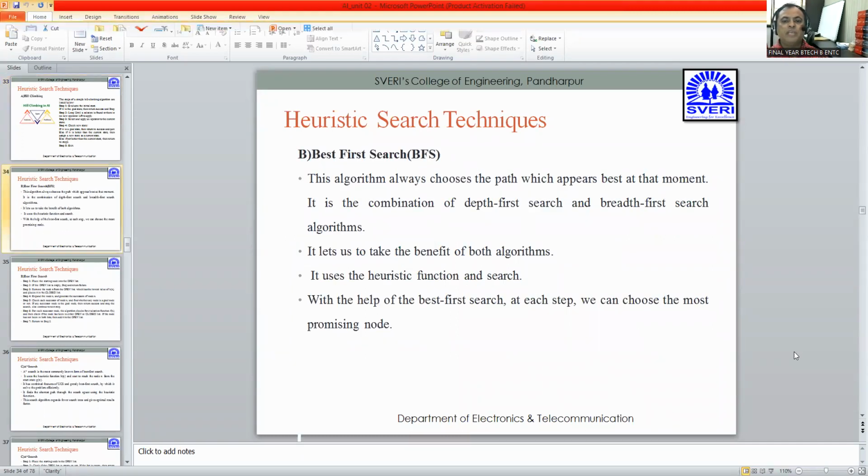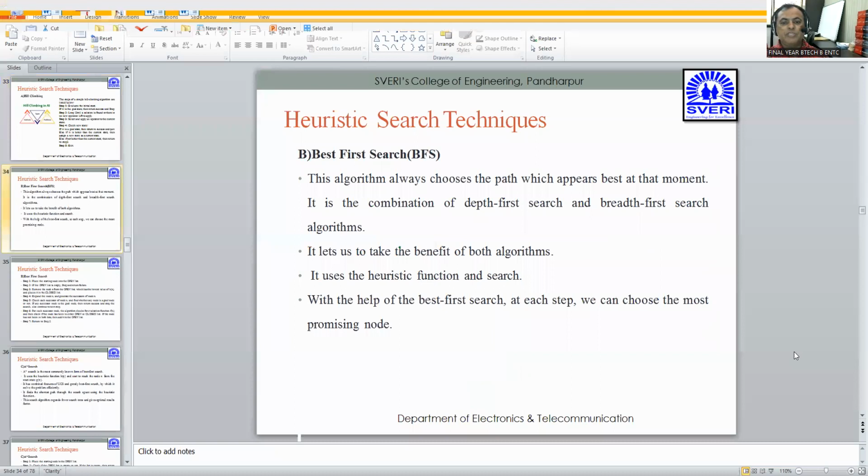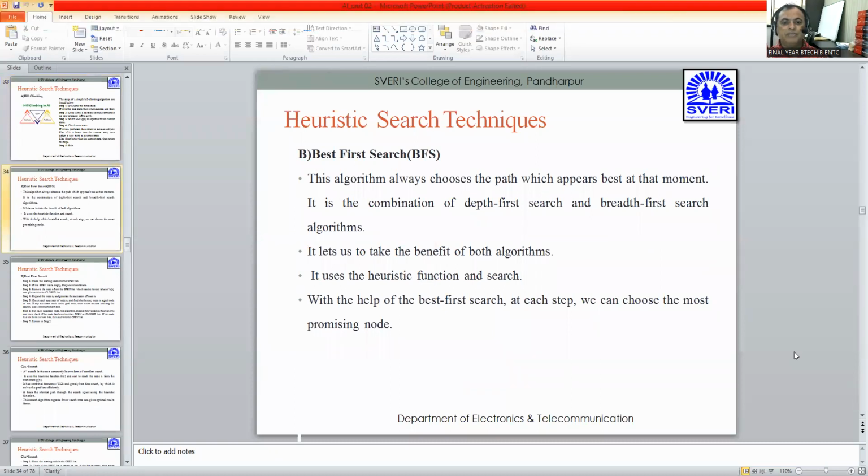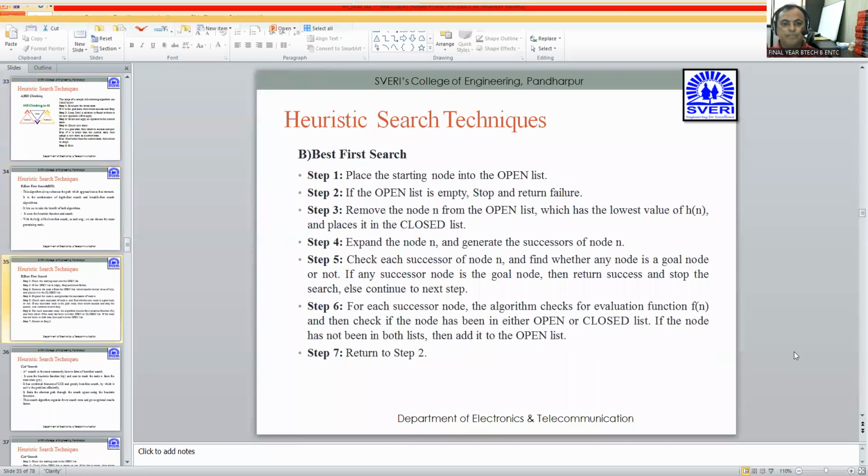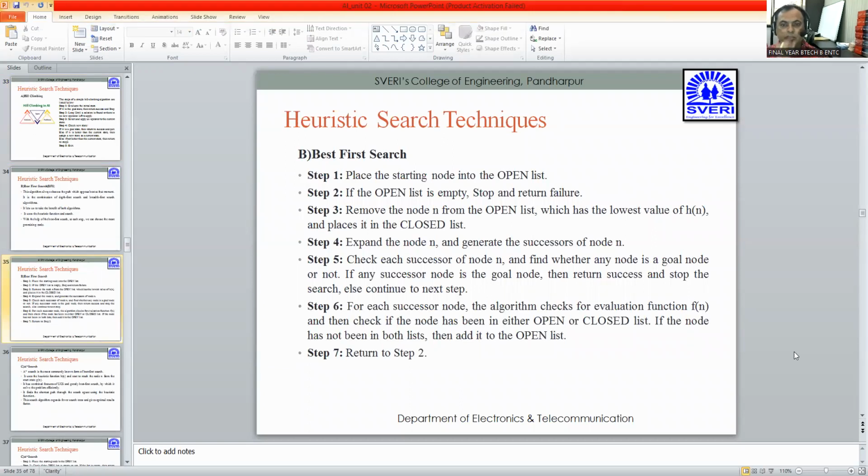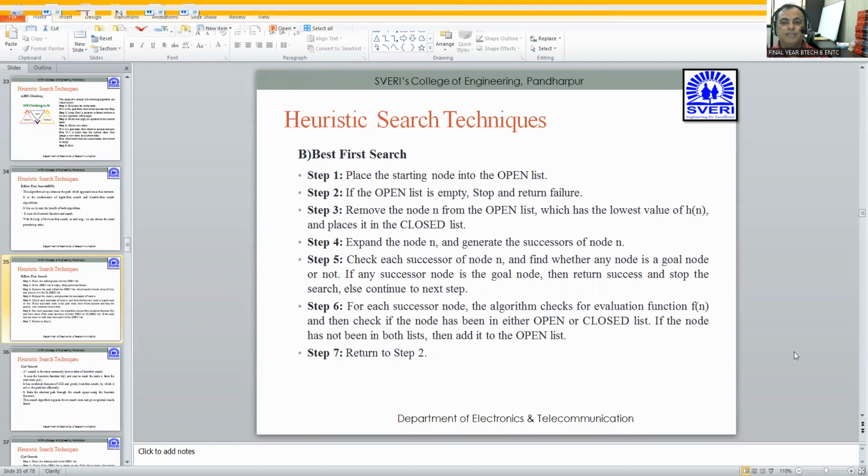Best first search is a combination of DFS and BFS. It takes the benefit of both the algorithms. It uses the heuristic function as well as search. Steps: Start with the starting node in the open list. If the open list is empty, it will stop and return failure.